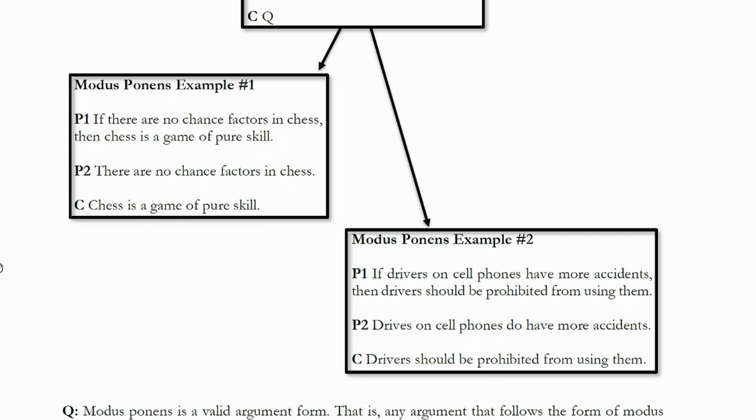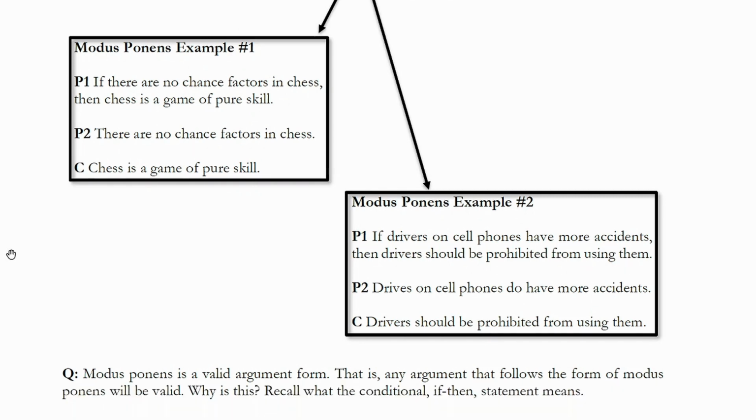Again, we can see why this is a valid argument. The first premise says, look, all we need to know that chess is a game of pure skill is that there are no chance factors. It's saying, look, if there are no chance factors in the game, then the game must be a game of pure skill. P2 then affirms that actually there are no chance factors in chess, so therefore we can conclude that chess is a game of pure skill. So we can see it's a valid argument form, and all it does is express the logical meaning of a conditional or if-then statement.